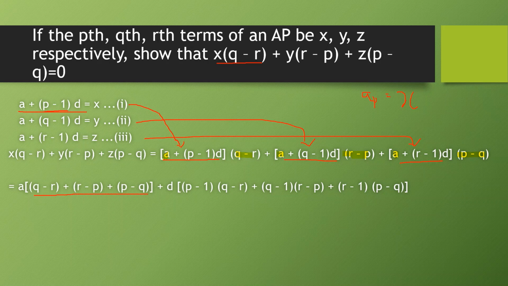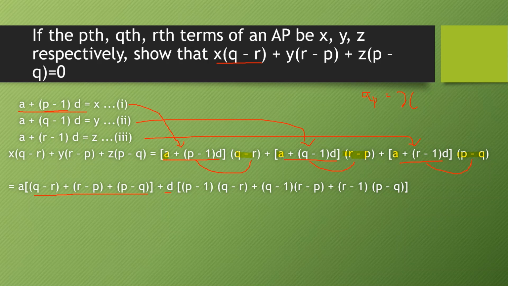Then see, p minus 1d is multiplied by q minus r, q minus 1d by r minus p, and r minus 1d by p minus q. So I've taken these d's common. So see, d common लिया, तो p minus 1 q minus r, q minus 1 r minus p, r minus 1 p minus q. ठीक है.